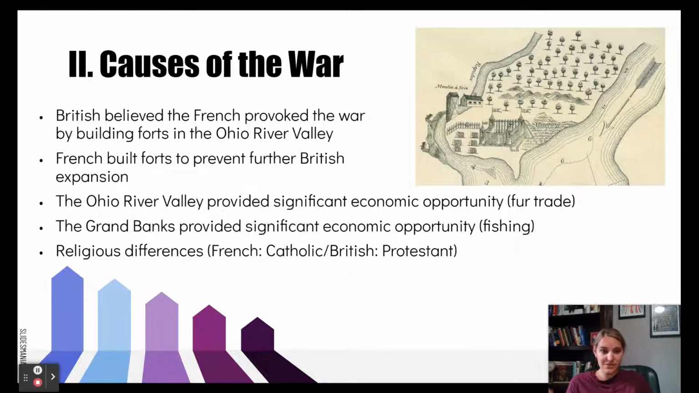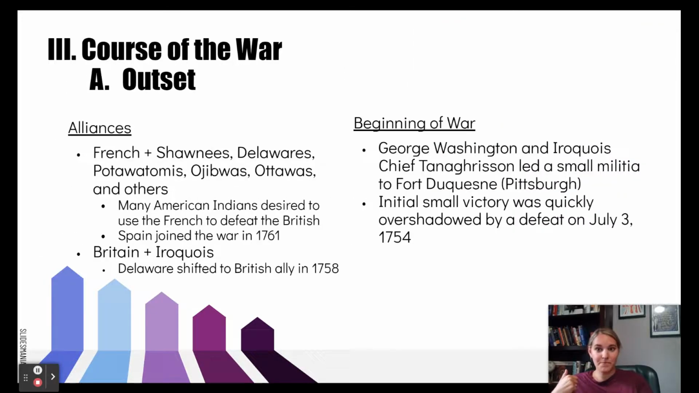However, religious differences are also going to play a role in the causes of war. At the outset of the war, it's important to be aware of the alliances. As you can see here, the French are going to have many more American Indian alliances than the British. And one major reason for that is because of the initial settlements.